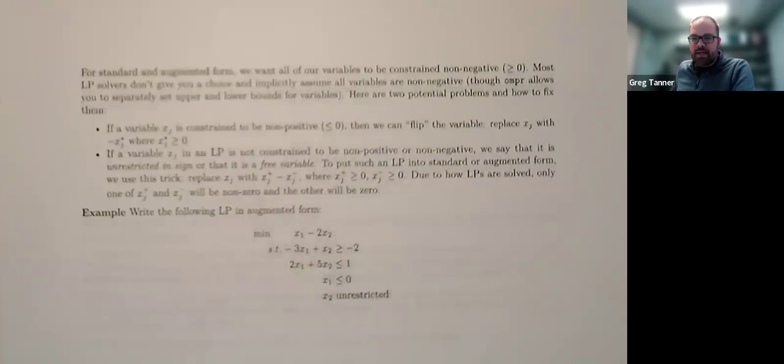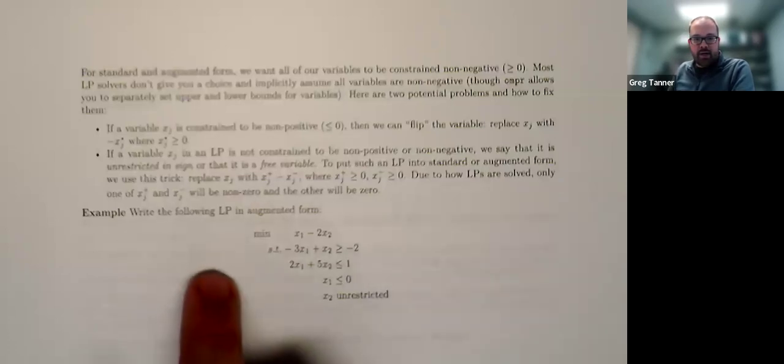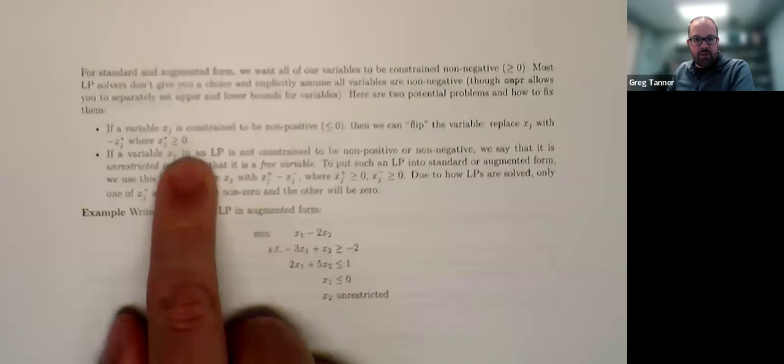So most of the time when we're dealing with standard and augmented form, our variables are constrained to be non-negative. Most actual solvers sort of assume that we've got zero as the lower bound for all of our variables. And the way we'll run simplex method will assume that we have zero as the lower bound for our variables. If that's not the case, then we need to do something. And so here's the trick. There's two potential ways that that could go wrong.